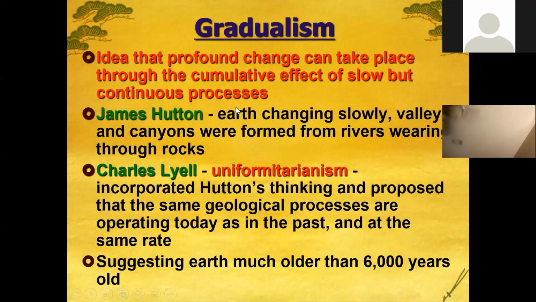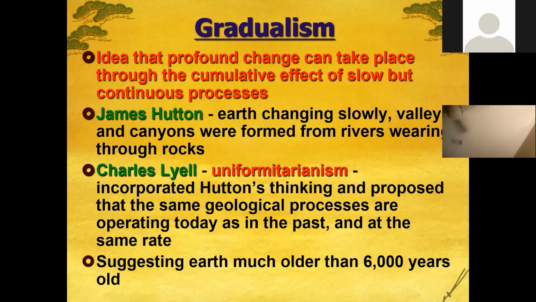Then we also have two other scientists who definitely influenced Darwin, and these were geologists. And the first one is James Hutton. He proposed this idea of gradualism, that there could be a lot of change that happens through a small buildup of continuous processes. He pretty much proposed that the Earth was changing slowly, and that the Earth, first of all, was a lot older than what people were saying back then. Most people thought it was only about 5,000 years old. We now know that it's over 4.5 billion years old.